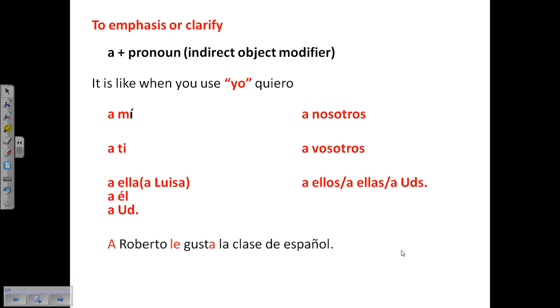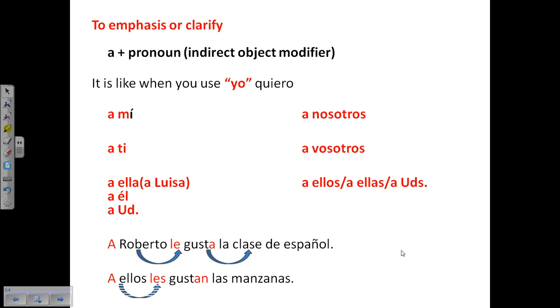And I have an example, okay? A Roberto le gusta la clase de español. Please write this example down. A Roberto goes with the le, that has to agree that way, the person, and the gusta goes with la clase de español. So you have to look at two parts and how they agree.